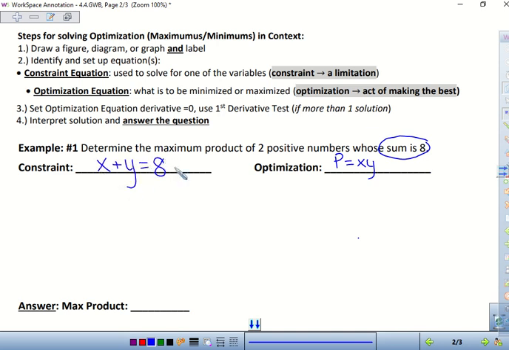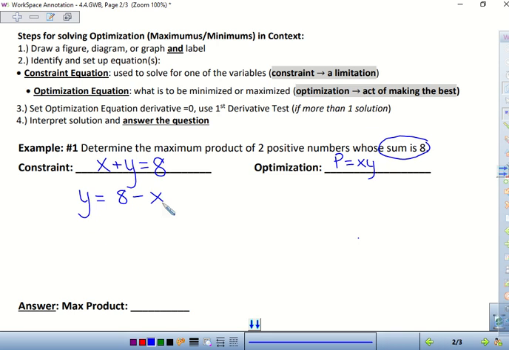Okay, that's our constraint. So do you see the difference between constraint versus optimization? Constraint is what we're limited to. Optimization is what we're trying to optimize to make the biggest of. We're trying to make the biggest product of these two numbers, correct? Okay. So your goal now is to solve the constraint equation for one of the variables. It doesn't matter which variable. So I'm going to solve for y, which is going to give me 8 minus x. So everybody good with how I got that?